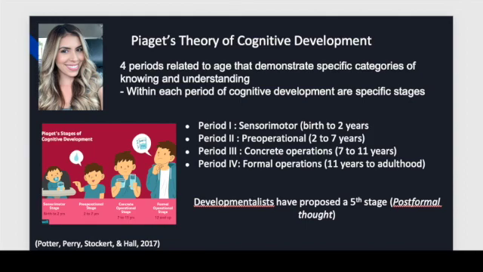For period 1, there is a sensory motor stage, and that is from birth to 2 years old. Period 2 is the pre-operational, between the years of 2 and 7. Period 3 is concrete operations, 7 to 11 years. And period 4 includes formal operations, and this begins at 11 years old and continues through adulthood. There's actually a 5th stage that Jean Piaget didn't incorporate into his theory, but developmentalists have proposed it, and that is the post-formal thought, which also occurs in adulthood.